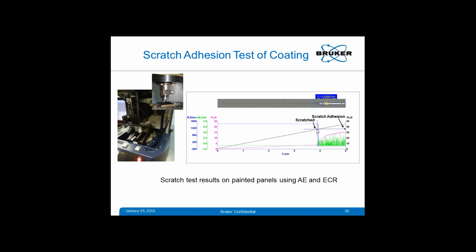So we get a corresponding FG value where this coating failed, and this FG value is reported as the scratch adhesion strength of the coating.